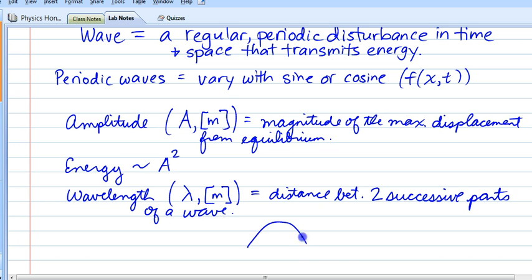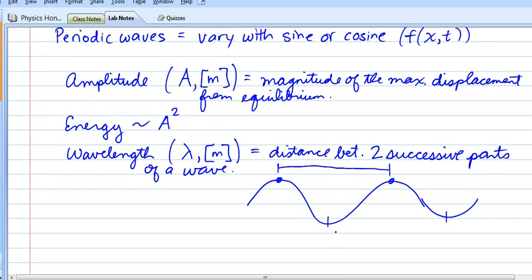So if I have a wave that looks kind of like so, my drawing skills are okay today, I could go from a crest to a crest. That would be a wavelength. If I kept going with it, I could go from a trough to a trough. That would be a wavelength.